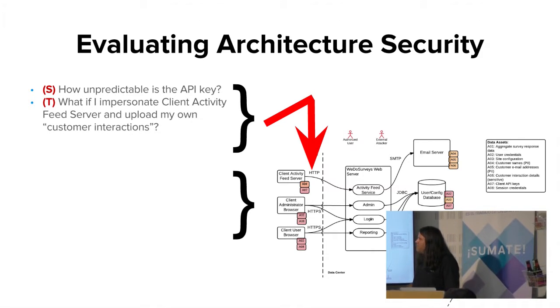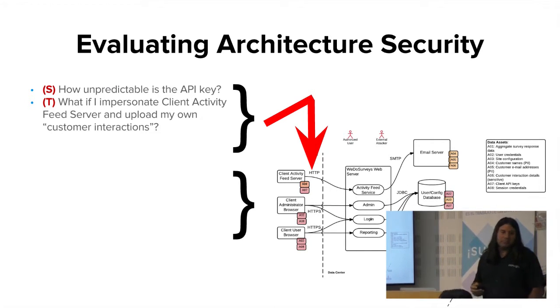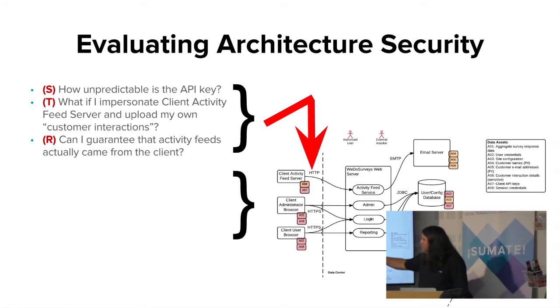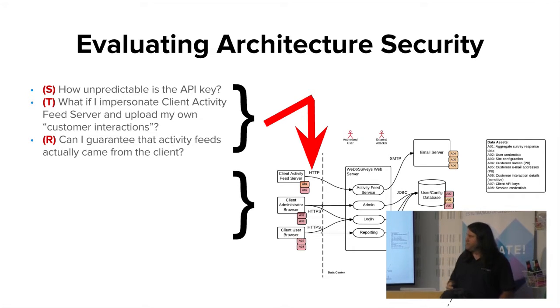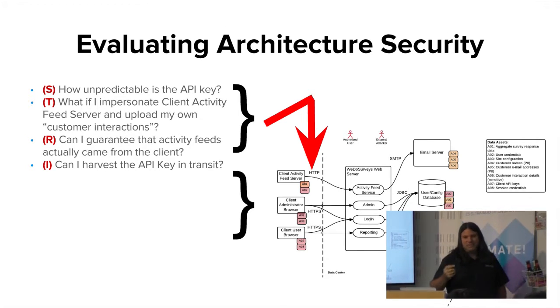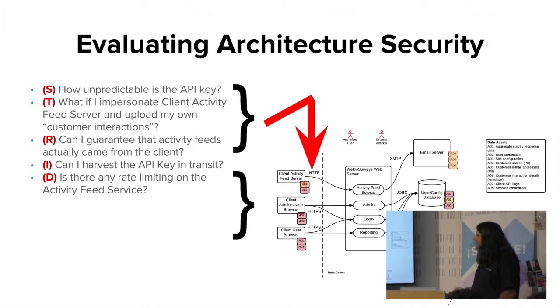Tampering. What if I impersonate this client activity feed server and I shove in data that describes things that didn't really happen? Repudiation. Can I guarantee that activity feeds that I receive here actually came from the client that I think they did? Can I harvest the API key in transit? That would be information disclosure. Well, it's going over HTTP.